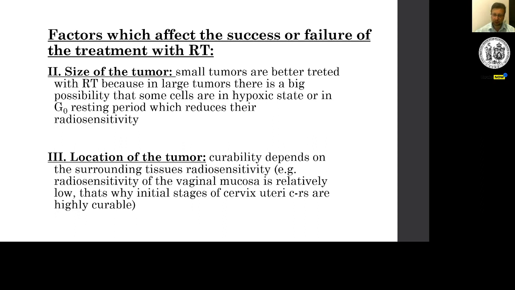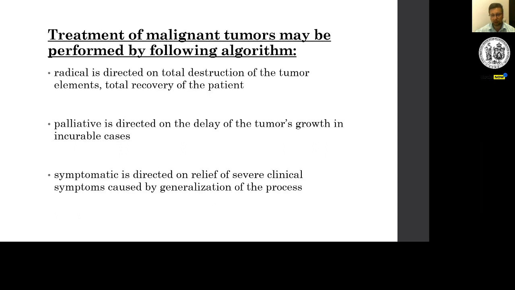Also, the location of the tumor plays a very important role in whether the patient will be sufficiently cured. Curability depends on the surrounding tissues' radiosensitivity, as we already know. For example, radiosensitivity of the vaginal mucosa is relatively low. That's why initial stage cervical and uterine cancers are highly curable with radiation therapy.